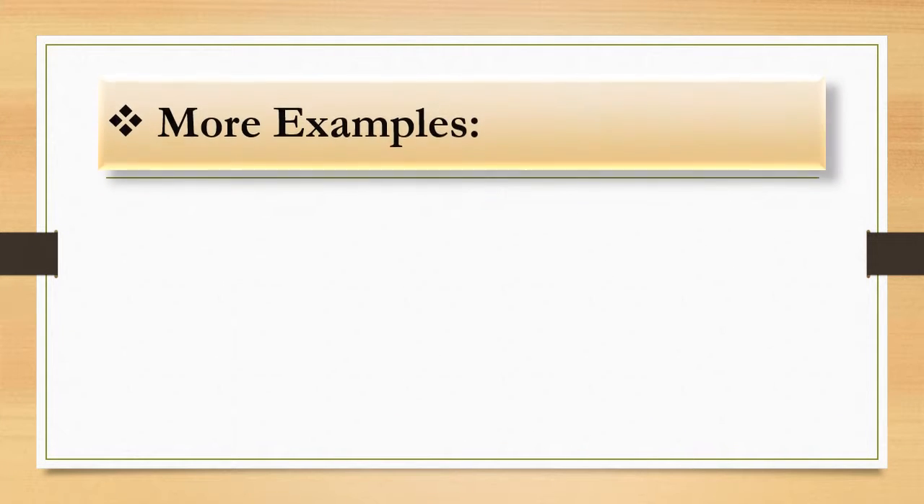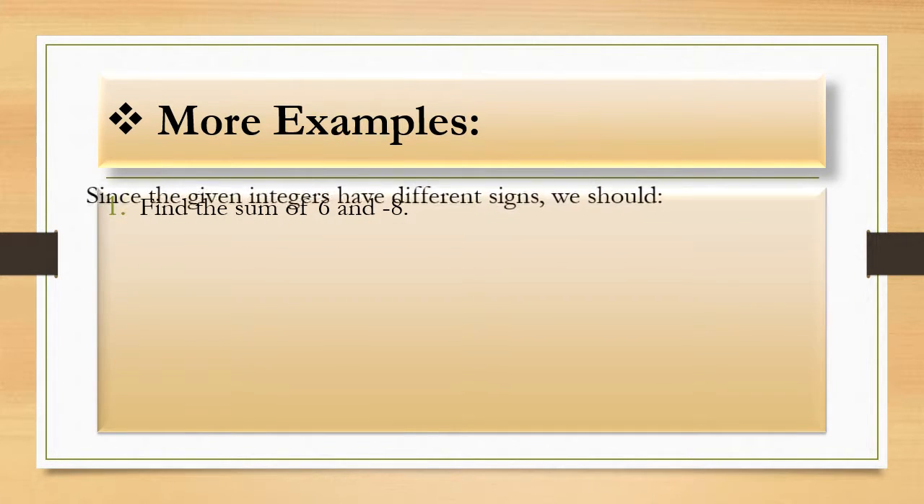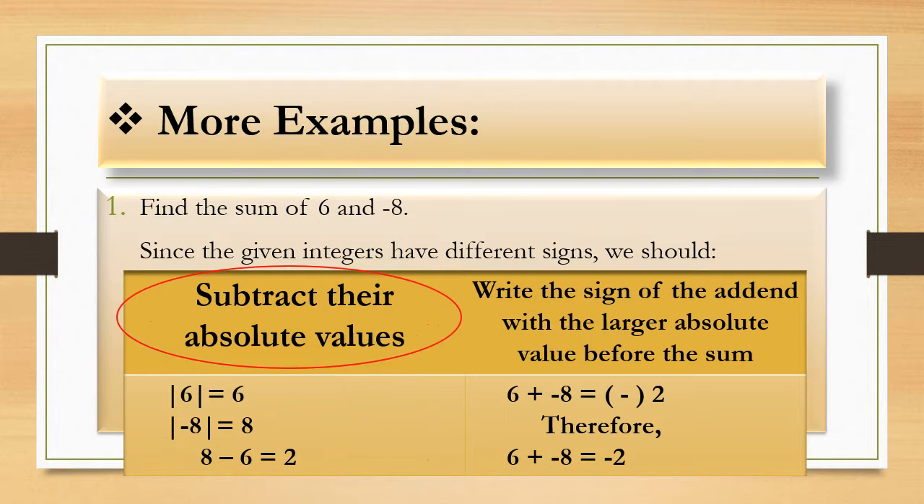Let's have more examples. Find the sum of 6 and negative 8. Since 6 and negative 8 have different signs, we should subtract their absolute values. The absolute value of 6 is 6. The absolute value of negative 8 is 8. 8 minus 6, we have a value of 2.